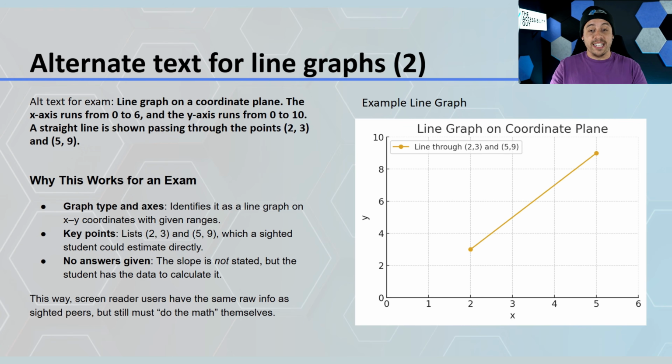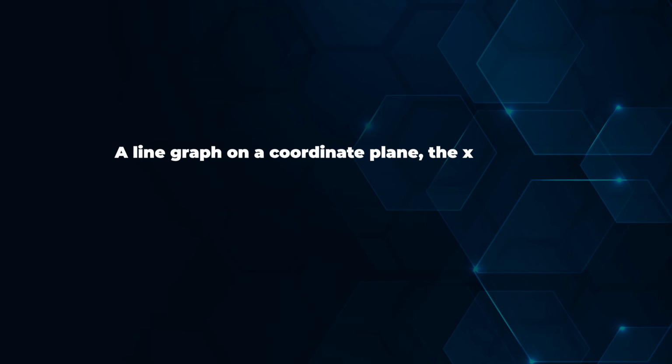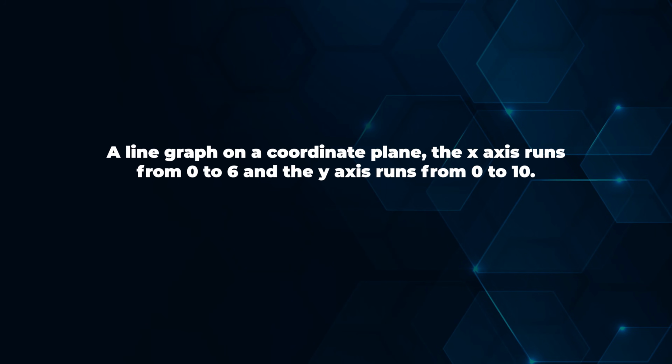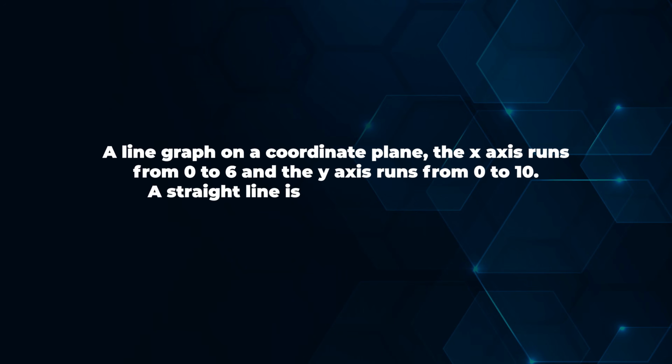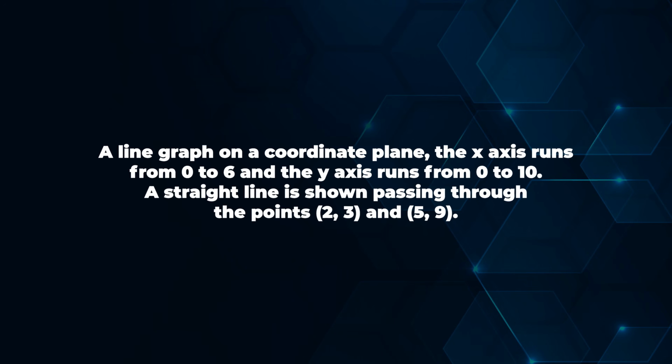And let's see the alternate text of this particular line graph. So this is some alt text you could write for an exam or something. A line graph on a coordinate plane, the x-axis runs from 0 to 6, and the y-axis runs from 0 to 10. A straight line is shown passing through the points 2, 3, and 5, 9.